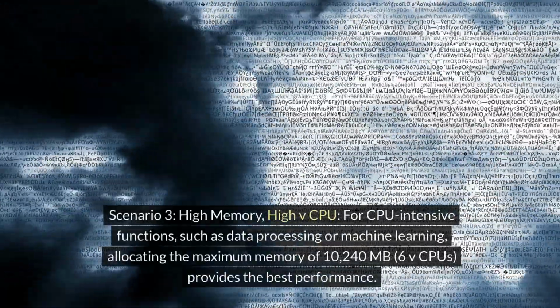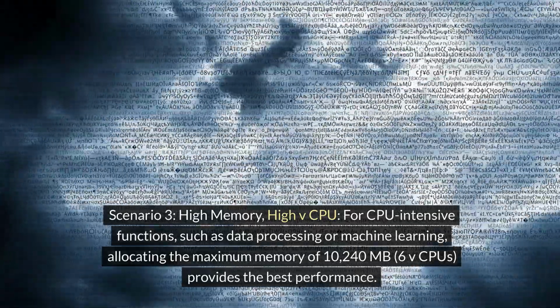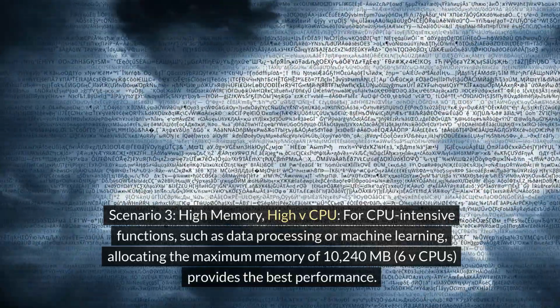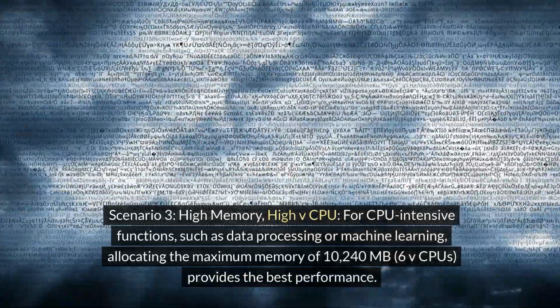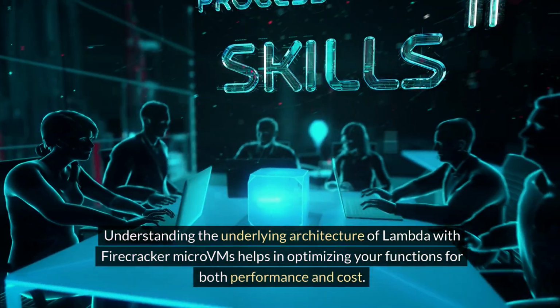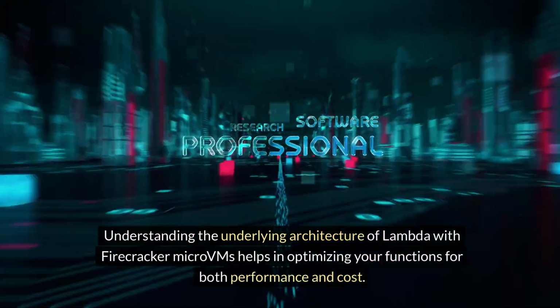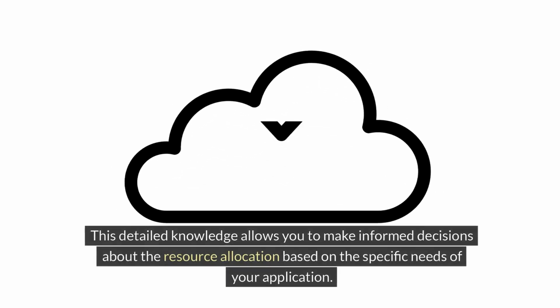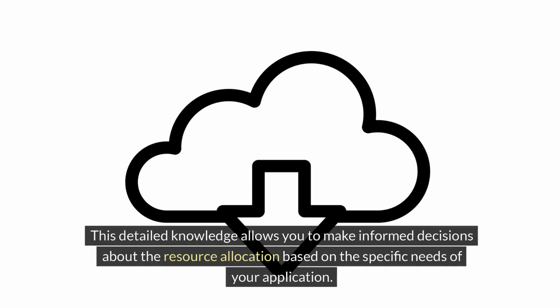Scenario 3, high memory, high vCPU. For CPU-intensive functions, such as data processing or machine learning, allocating the maximum memory of 10,240 MB, 6 vCPU, provides the best performance. Understanding the underlying architecture of Lambda with Firecracker microVM helps in optimizing your functions for both performance and cost. This detailed knowledge allows you to make informed decisions about the resource allocation based on the specific needs of your application.